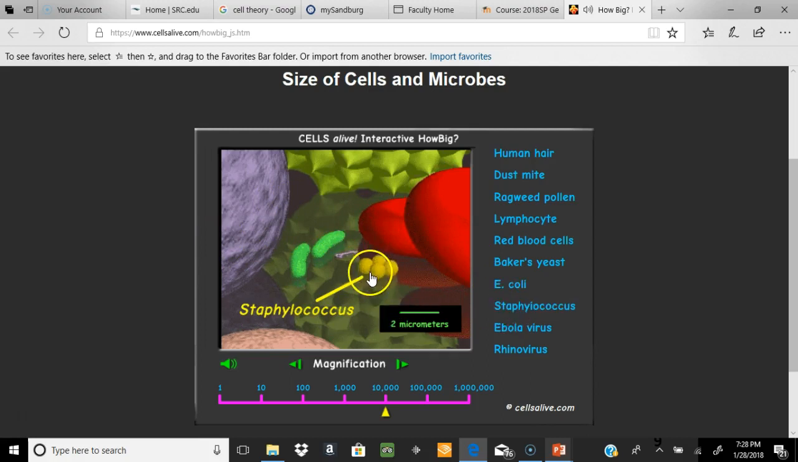There's Staphylococcus. So there are 4 cells of Staphylococcus all together. But each of them is an individual cell that can produce a colony of themselves. So each of these is an individual organism, just like the E. coli are individual organisms. So these are smaller than these.